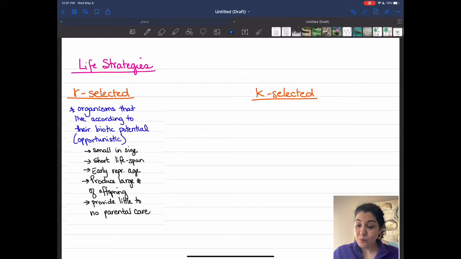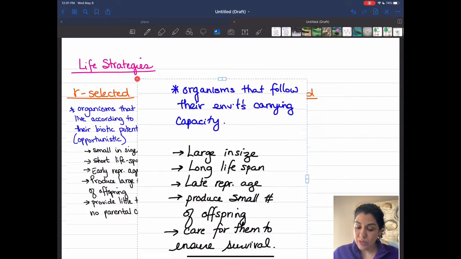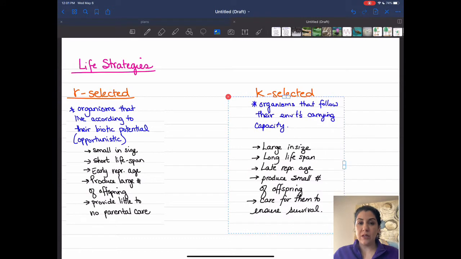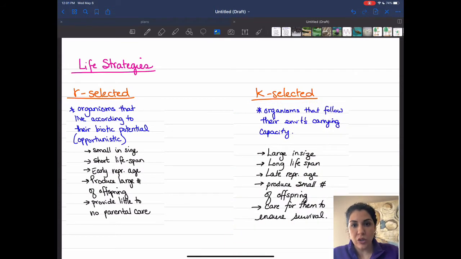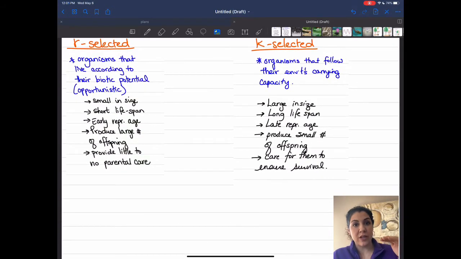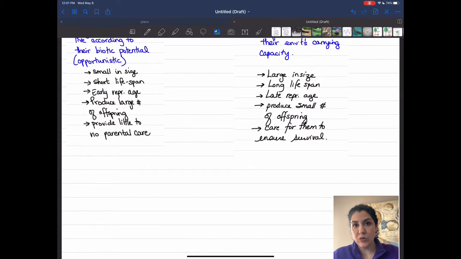environment's carrying capacity. And so when we compare these kinds of organisms, these ones are going to have a larger size. They're going to have a longer lifespan. Therefore, they can afford to not have babies all at once. They have a late reproductive age, so it'll take them a little while longer to get to that reproductive age. That lag phase is going to be a little bit longer in the S-shaped curve than it would in the J-shaped curve. And then, since they have a small number of offspring, they can also provide care for them to ensure their survival.